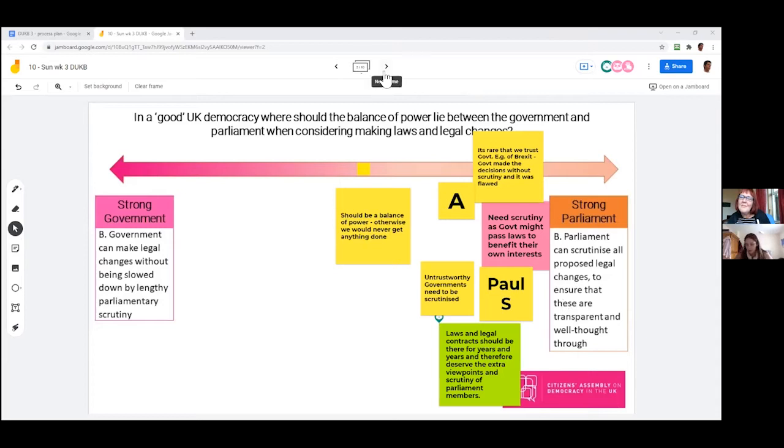of people as a whole. Government are only representative of the people that voted for them. So I think that's possibly why we went towards Parliament, but yeah.